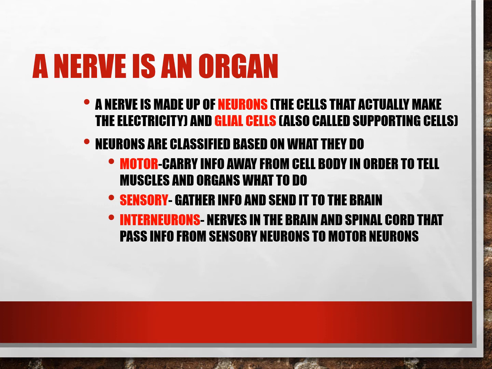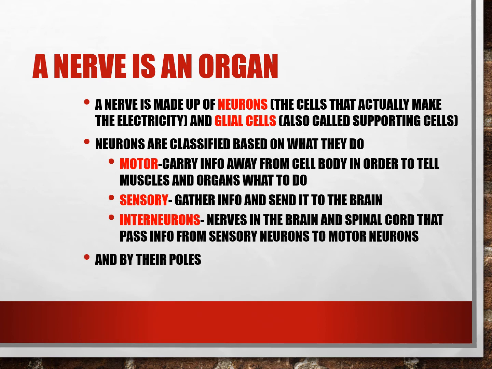If sensory neurons take information to the brain and motor neurons take information away from the brain, there has to be something in between them. There has to be something that figures out, okay, here's all the information I just gathered. What do I need to tell the body to do? And these are what we call interneurons. They're also called associated neurons. So motor neurons carry information away from the cell body or the brain in order to tell muscles what to do. And sensory neurons gather information and send it to the brain. And so neurons in the brain and spinal cord that are the go-betweens are what we call interneurons.